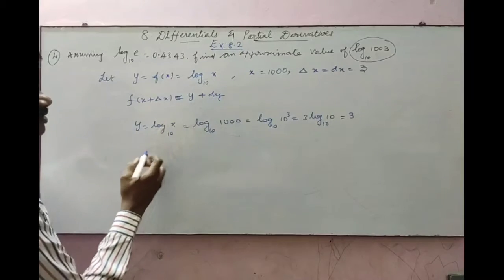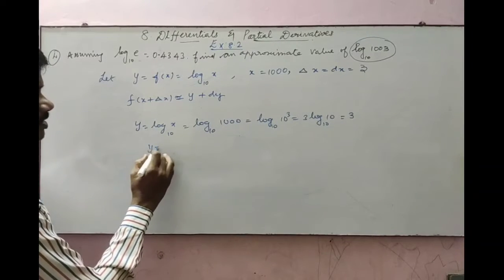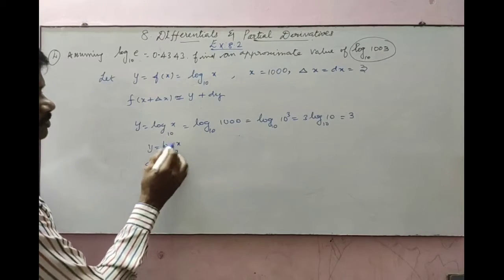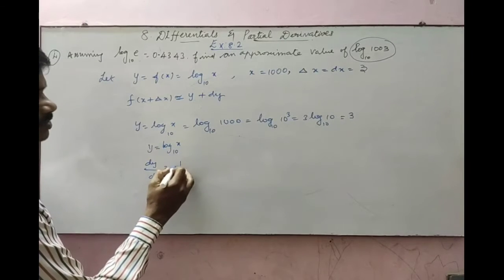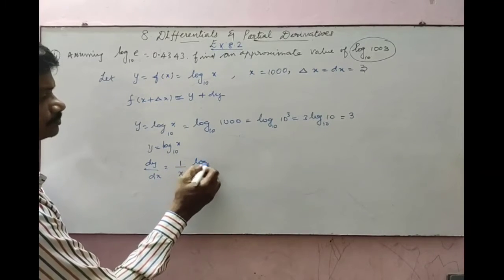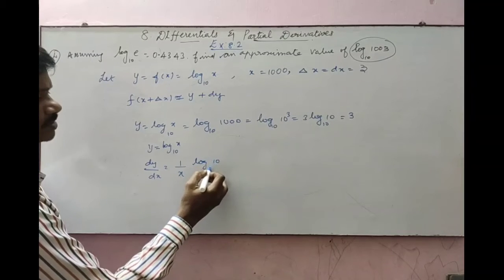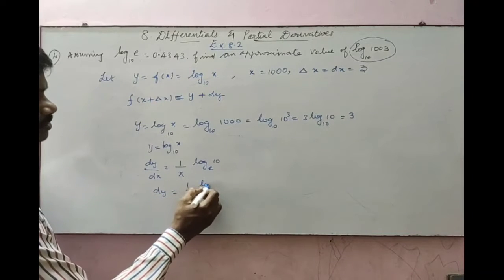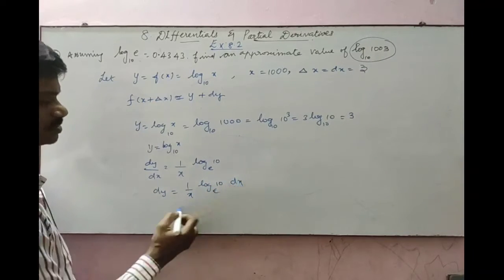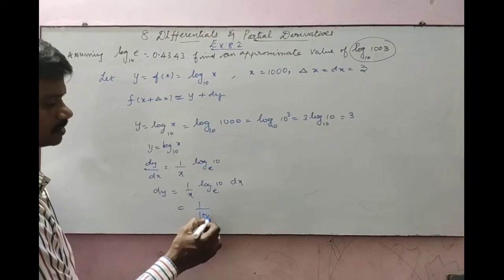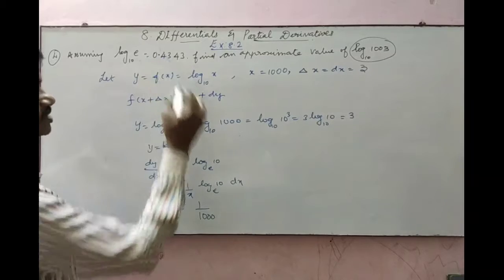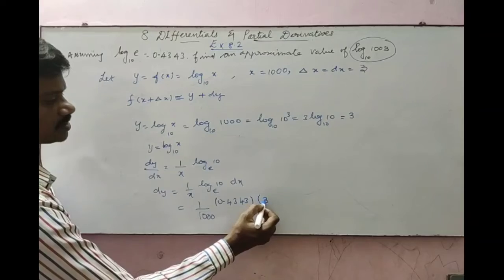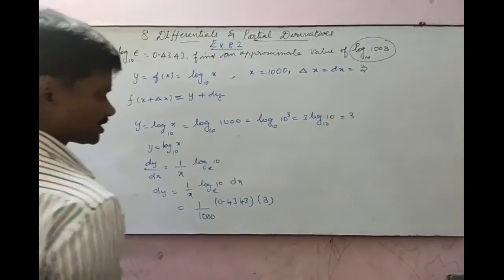Now we have to find the dy. By differentiating this function y equal to log x to the base 10, you will get dy by dx is equal to 1 by x into log 10 to the base e. Now dy is equal to 1 by x into log 10 to the base e into dx. Now substitute the values: 1 by 1000, log 10 to the base e is given as 0.4343, into dx, that is 3. We assume the value of dx as 3.